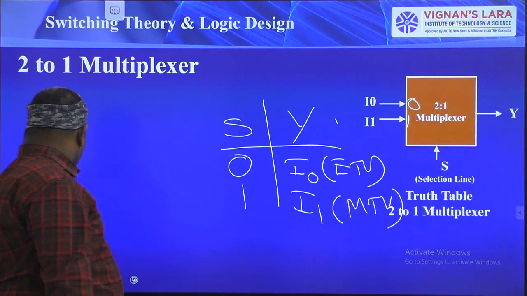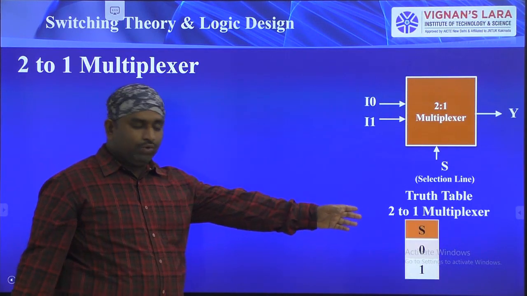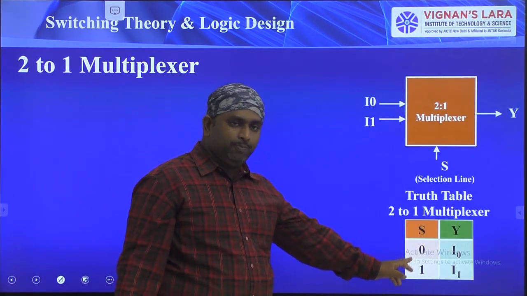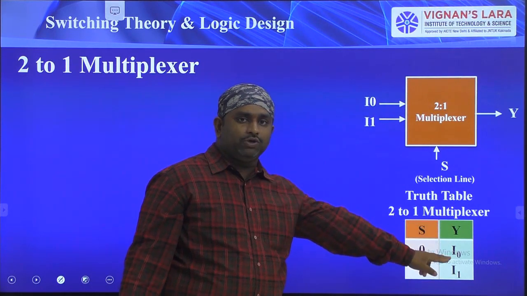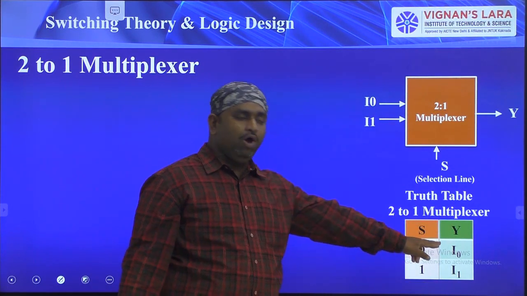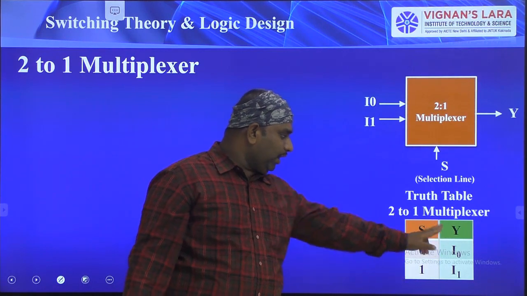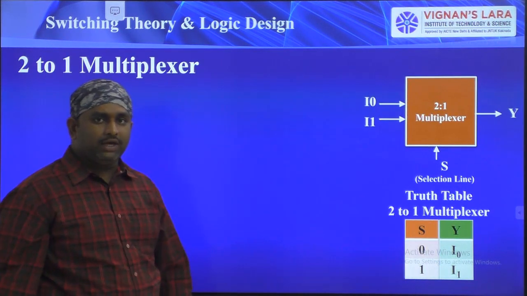Okay, so see here the truth table for the 2:1 multiplexer. So these are the input lines. S is equal to 0, 1. Output is equal to Y0, Y1. If S is equal to 0, Y is equal to I0. If S is equal to 1, Y is equal to I1. Okay. Right.